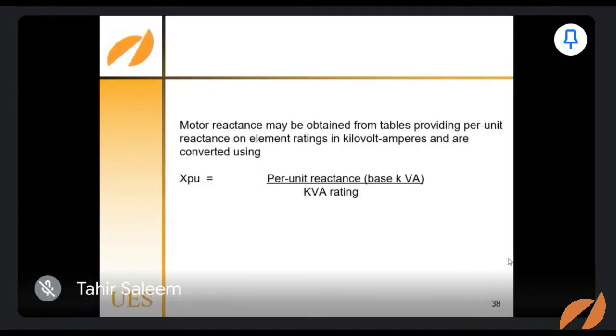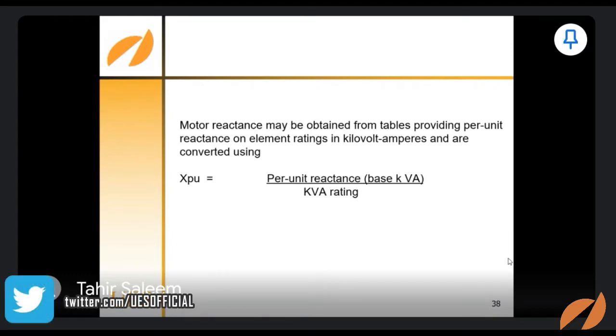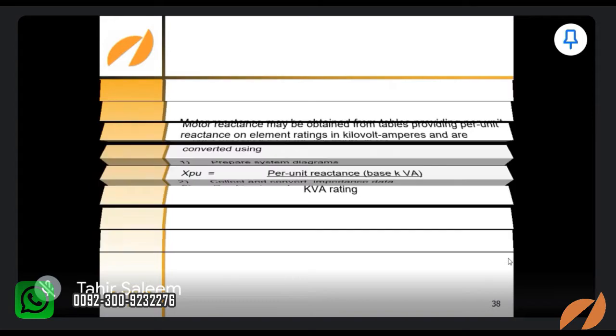The XPU, your basic purpose will be XPU per unit reactance, base kVA upon kVA rating. So maybe in a plant, you can understand that you have different sources of supplies. All that data has to be converted into XPU. And normally, generally, assuming that the resistance is neglected, so XPU, the reactance per unit method.